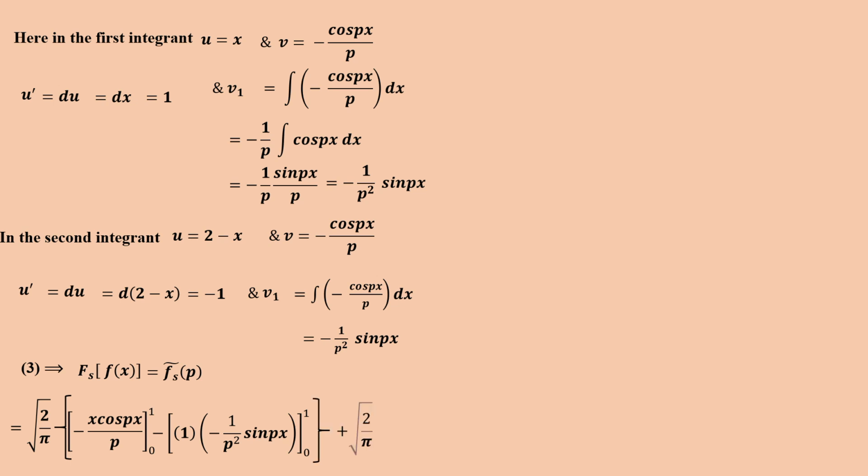Now we go to the second integral. So that integral value plus root 2 divided by pi. Here uv, where u is 2 minus x and v is minus cos px by p, with limits 1 to 2. Minus u dash, which is minus 1, and v1, which is minus 1 by p square sin px, from 1 to 2, right?